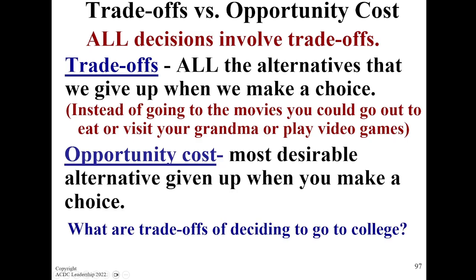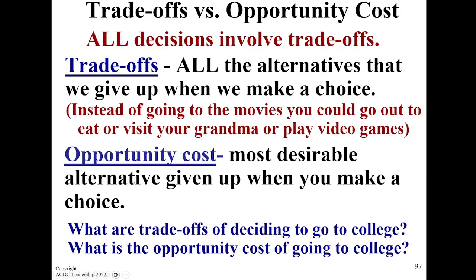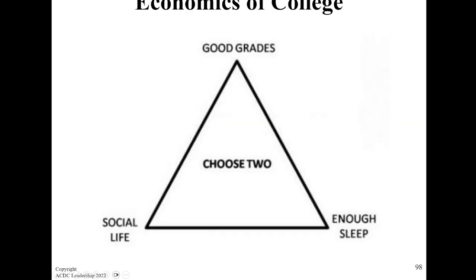So the trade-offs when going to college, right? You could work a job, for example, and be making money, but in return, you'll be smarter, so you'll be more beneficial and can get higher wages. The opportunity cost of going to college, of course, is just the most desirable alternative: working at a job that pays you better than what you're getting in college. So this is the economics of college, and we have to choose.